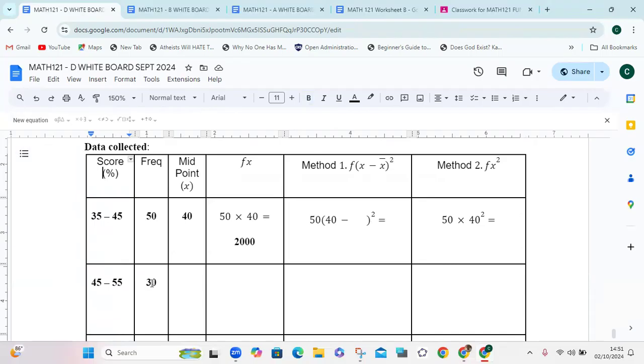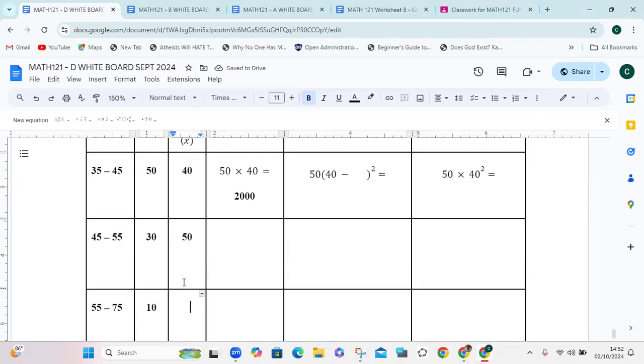So now we have to calculate the midpoint for the second interval. So please take note, when you add 45 and 55, you must use a bracket, or you have to equal first before you divide by 2. So 45 plus 55, that's 100. 100 divided by 2 is 50. So the midpoint between 45 and 55 is 50.